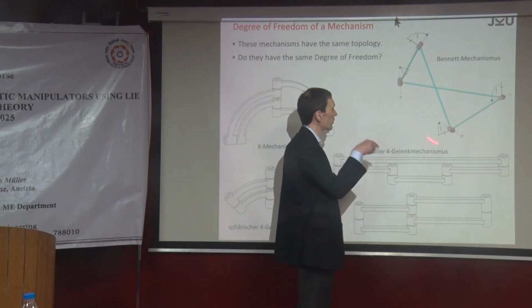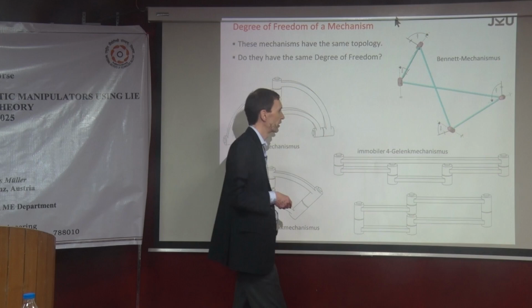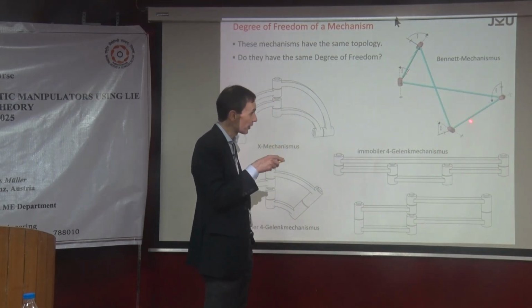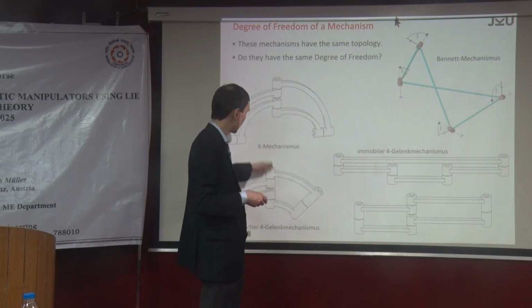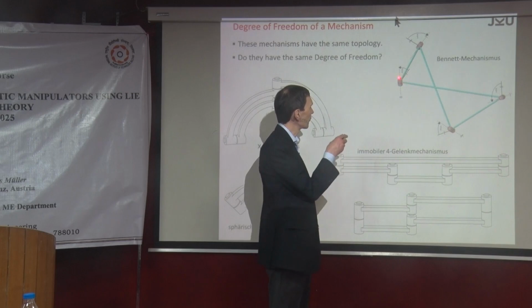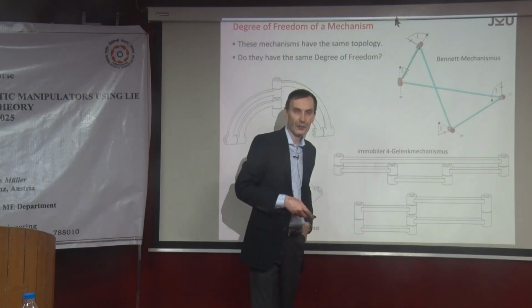Yeah, anyway, and then there's this Bennett mechanism, if you know mechanism theory, that again has 1 degree of freedom, but not this kind of simple geometry with intersecting axes. This is a very special kind of geometry.